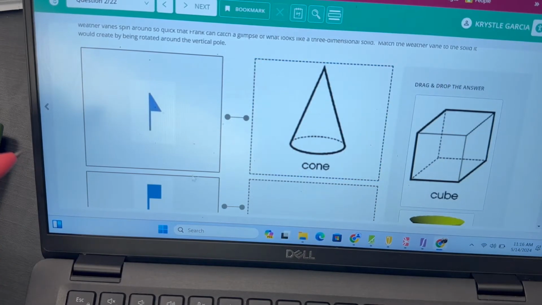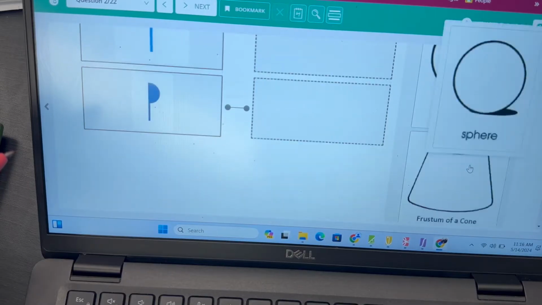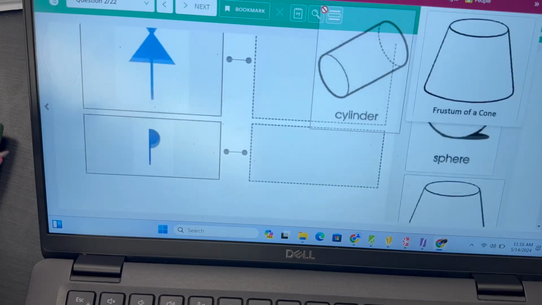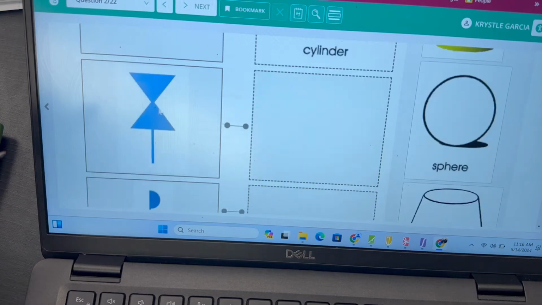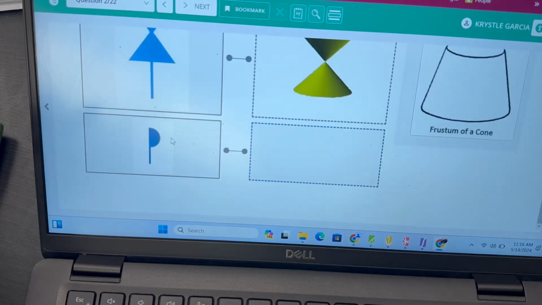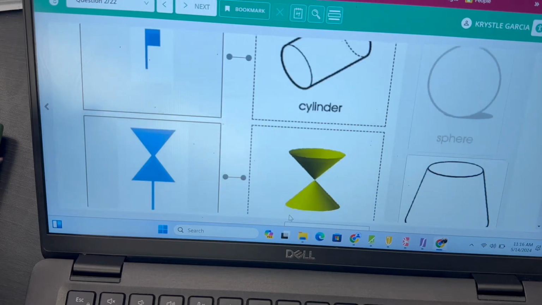There it goes. This one, well, we know what rotating a square is going to look like. That's going to be a cylinder, so I need a cylinder. There it is. So we have a cone, we have a cylinder. This, we got this double triangle thing. When we spin that around, we're going to get a double cone. And then this one, when we spin it around, we're going to get a sphere, a ball.